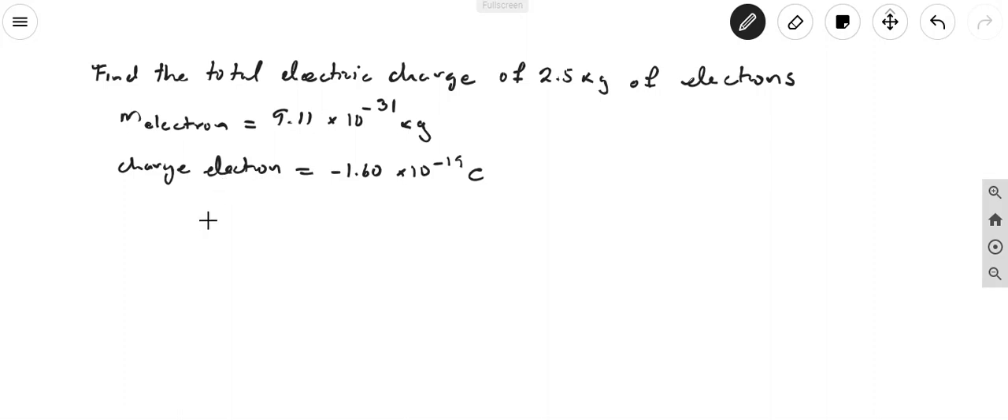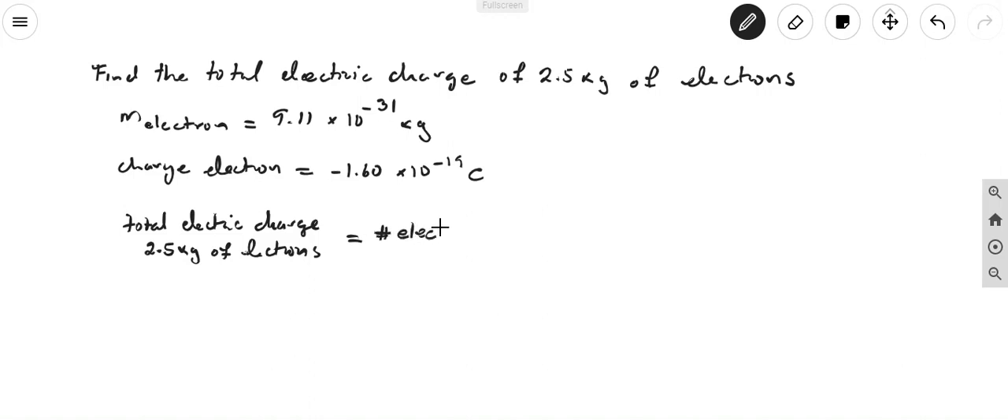So, to calculate the total electric charge of 2.5 kilograms of electrons, we can say that the total electric charge of 2.5 kilograms of electrons will be equal to the number of electrons in 2.5 kilograms times the charge of the electron.